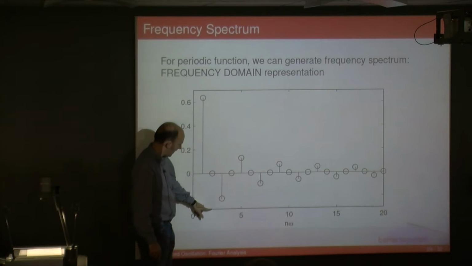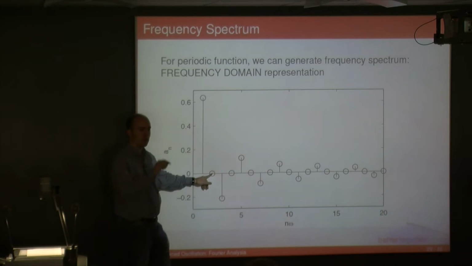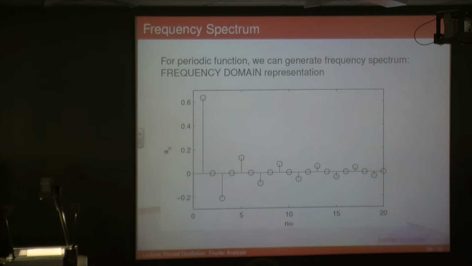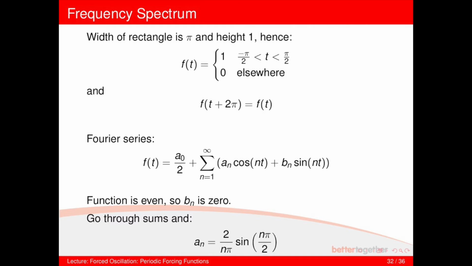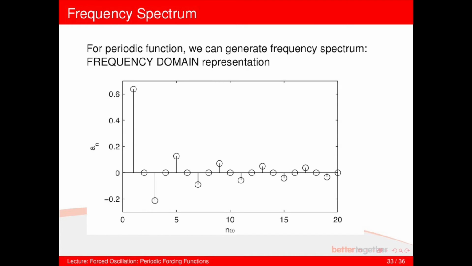Obviously, when n is 2, omega 2, I get 0, because if you remember it was n pi upon 2. When n is 2, I get 2 pi upon 2. Obviously that's sine of pi, which is 0. So when n is even, we actually end up with 0. But when n is 1 and 3 and 5 and 7 and 9 and 11 and so on, we get a value. And this is, like I said, basically the strength of that frequency that's playing a part in putting together your square wave function in terms of a Fourier series.